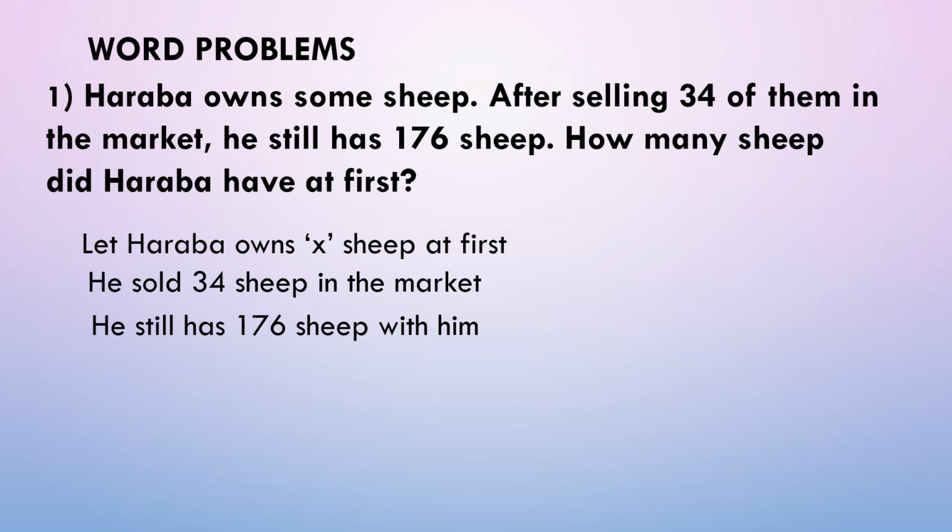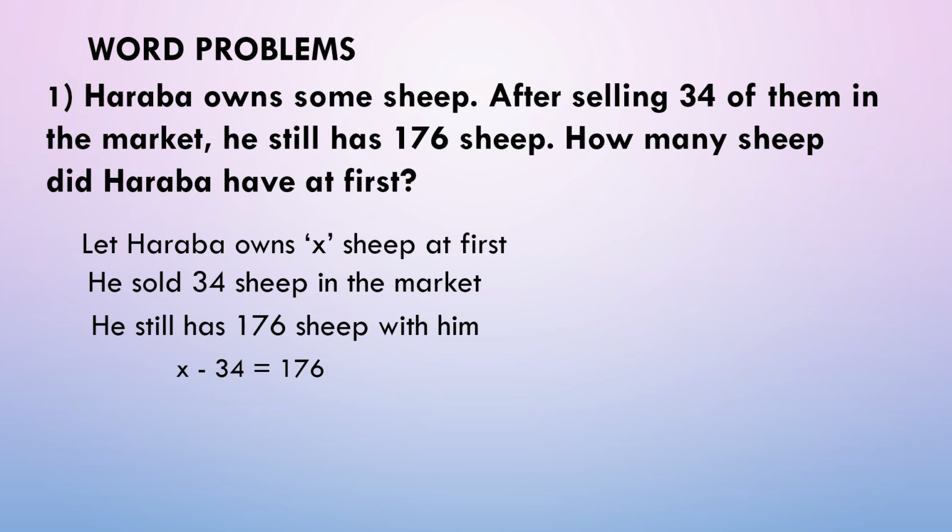So let us form the equation now. Harappa owned X ships. He sold 34 of them in the market, so minus 34, and he still has 176 ships with him, so it's equal to 176. So this is the equation form here. Now we have to solve the equation. X minus 34 is equal to 176. Here X is a variable. You have to find the value of X here.